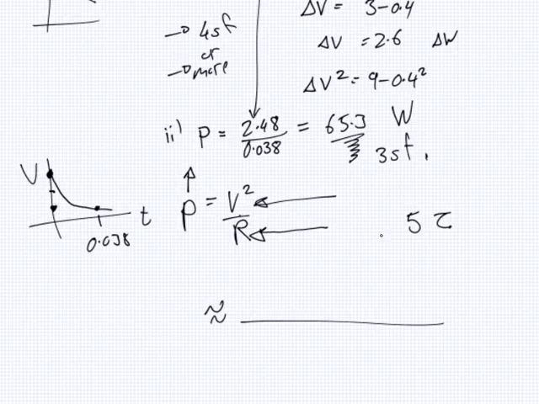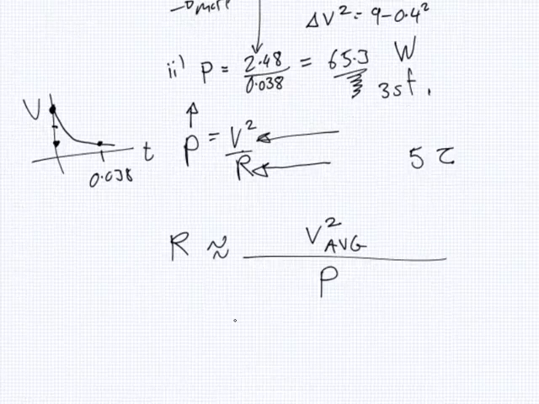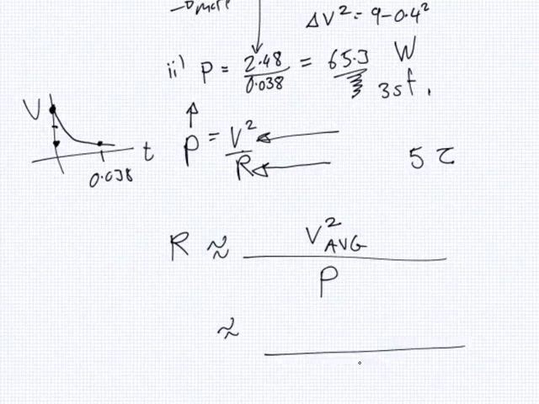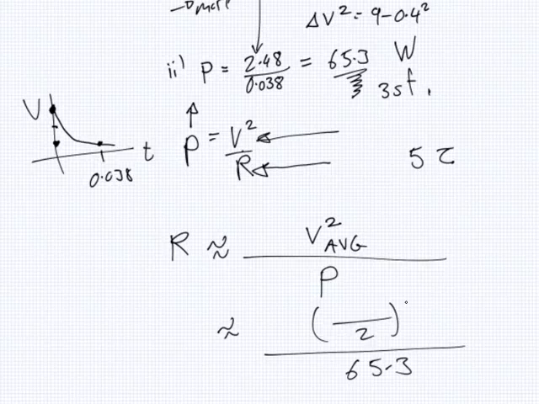But actually, interestingly, we could use this approach to work out the resistance. This is something we don't know. This is something we know, kind of. And this is the power which we just worked out. What is the power? 65.3. And what is the average voltage? What's the voltage at the beginning? It's a 3, isn't it? And at the end? 0.4. 0.4 at the end.